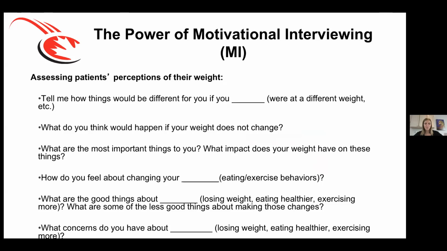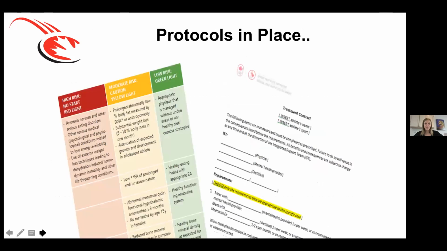What are the most important things to you? What impact does your weight have on these things? How do you feel about changing your exercise or eating behaviors? If that makes them a little anxious, nope, they're very strict in that orthorexic mind. Again, not ready to change. What are the good things about eating healthier, losing weight? So getting into some of those ideals that they may be placing on themselves, or where that drive for change or body composition change is coming from. And what concerns do you have about losing weight? So again, really open-ended. We need to have protocols in place.